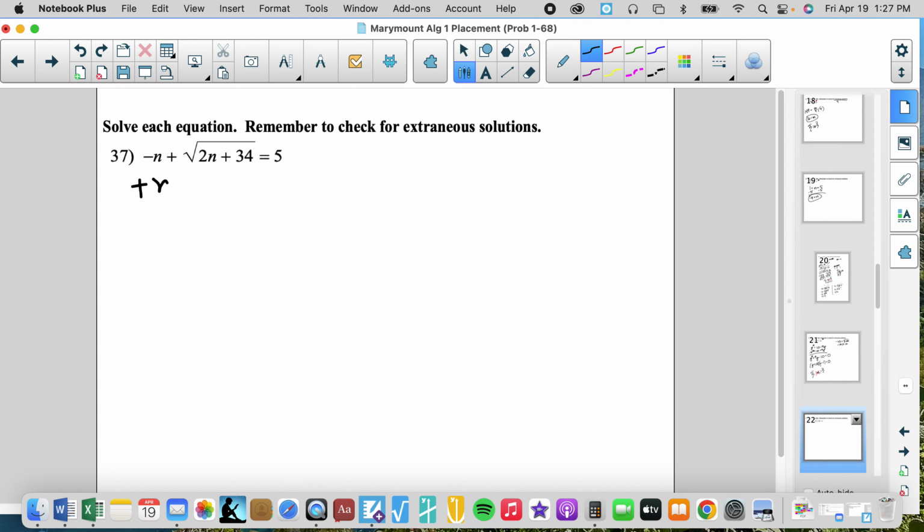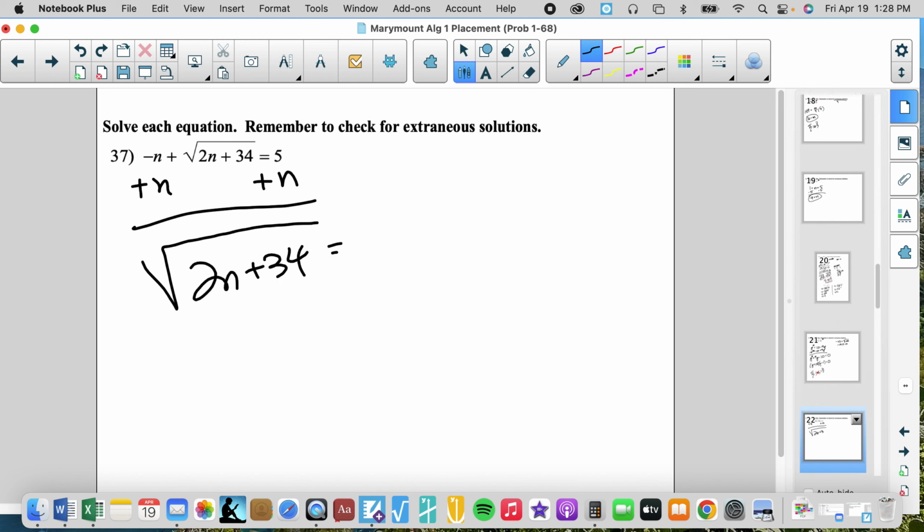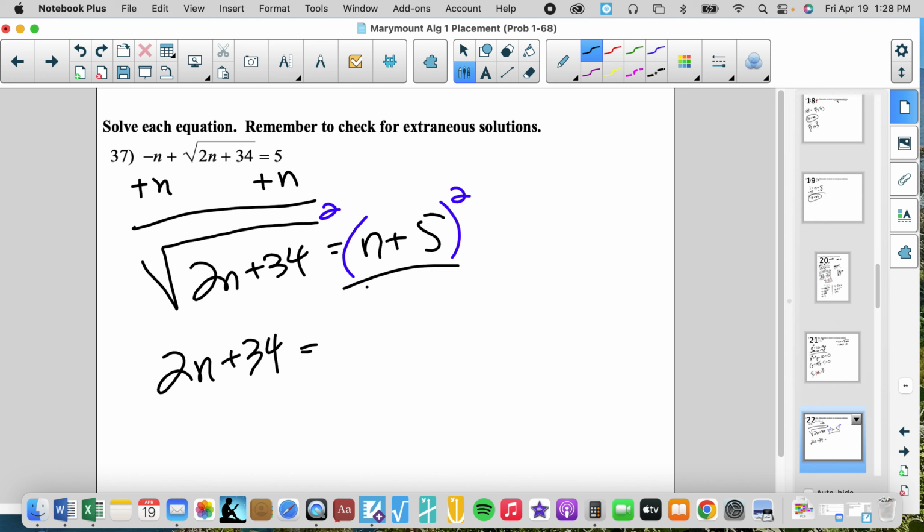Let's isolate the radical because we're going to square it. So when we square, we're going to square the left side, we're going to square the right side. We have to look at that as a quantity. These cancel, so you're just left with what's inside the radical. This is a binomial square. You better know how to do a binomial square super fast.